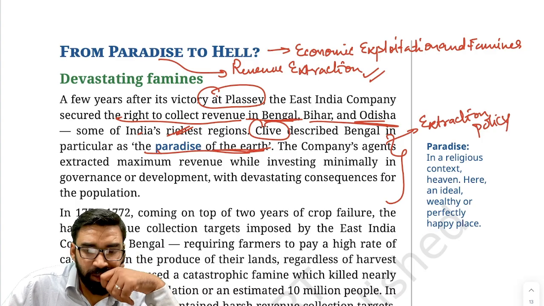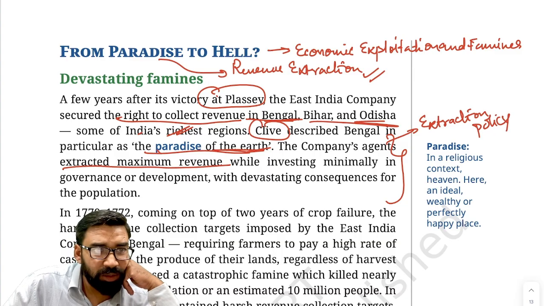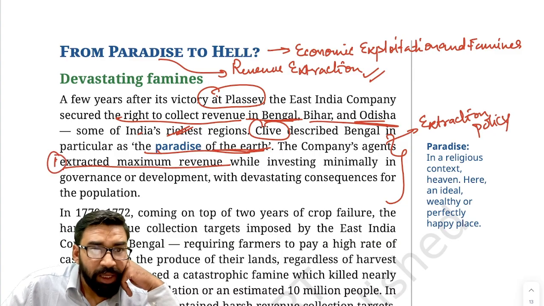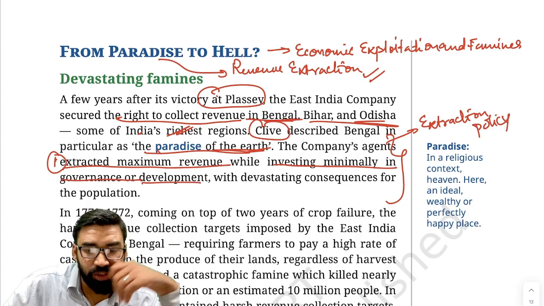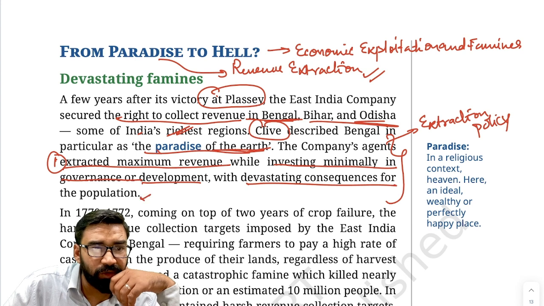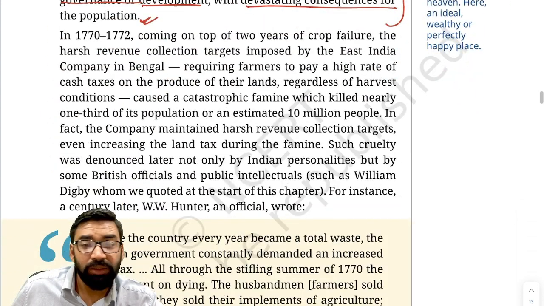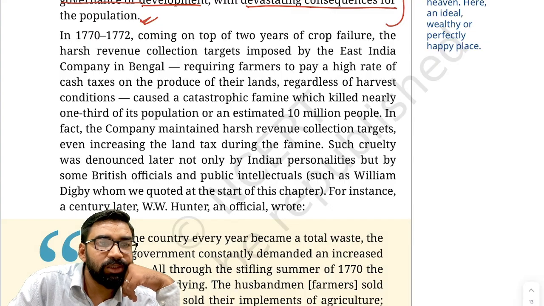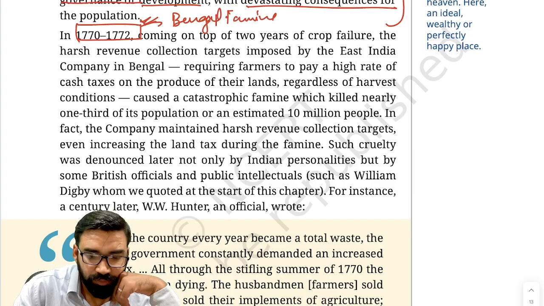In this scenario, they started extracting maximum revenue, and at the same time, they were investing minimal amounts in governance or development. This resulted in a devastating consequence for the population. Because of this system, the Great Famine of Bengal came in 1770 to 72, the Bengal famine.